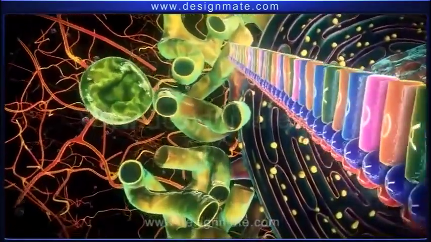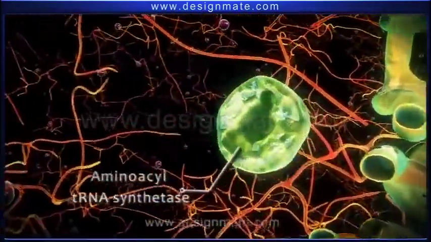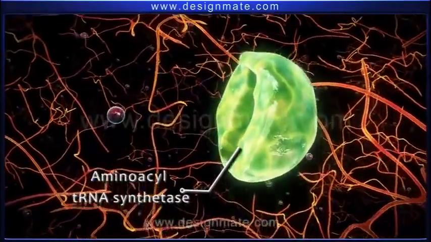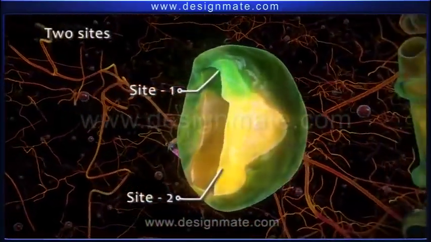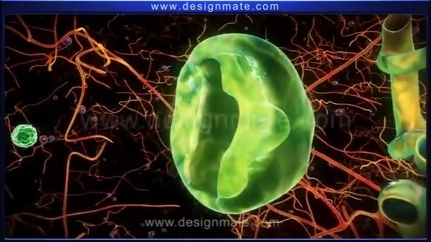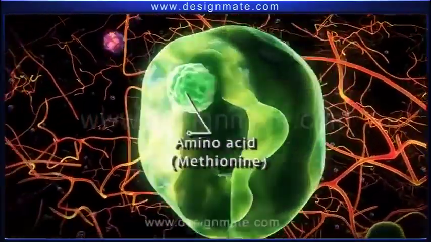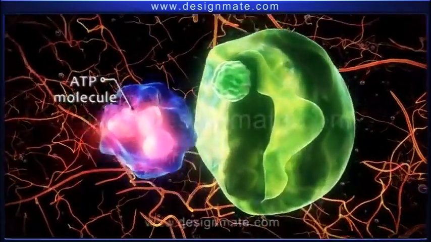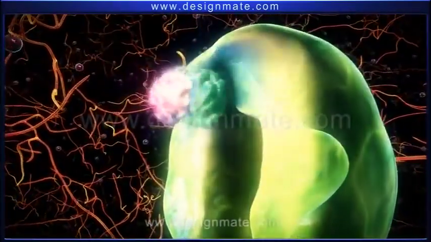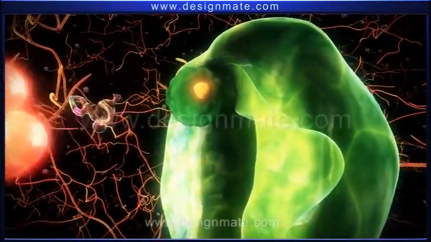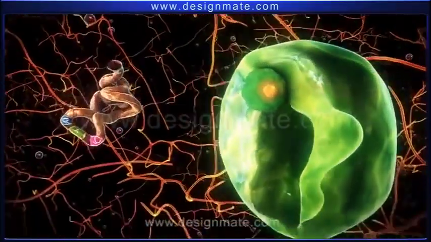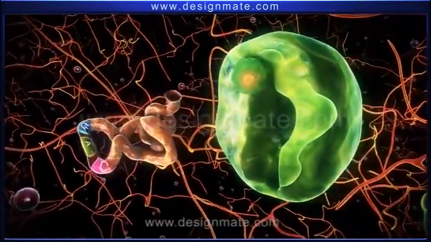Present in the cytoplasm is an enzyme, amino-acyl tRNA synthetase. The enzyme macromolecule has two binding sites. One site recognizes the amino acid methionine. This is followed by the binding of the ATP molecule and release of pyrophosphate, resulting in activation of amino acid.